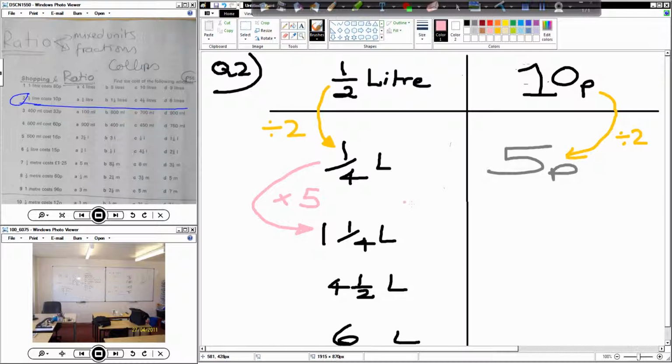So times by 5. So we times this by 5, we times that by 5, this by 5. So 5p times by 5p is really hard. 25p. Okay. Next question.